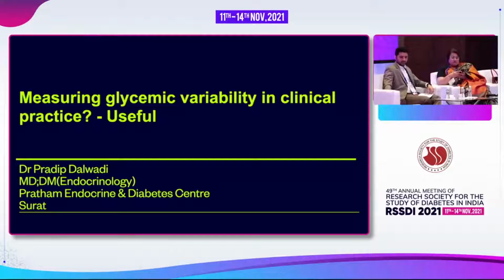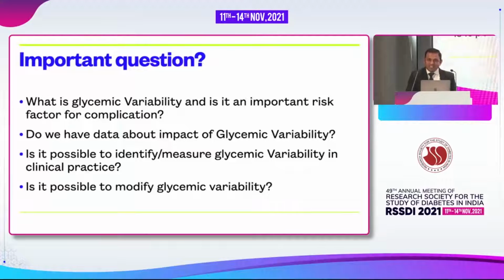I'll be talking about measuring glycemic variability in clinical practice. Before I say that measuring glycemic variability is useful, we need to answer certain important questions. These questions are: what is glycemic variability? Is it an important risk factor for complications? Do we have data about the impact of glycemic variability? Is it possible to identify and measure glycemic variability in real clinical practice? And is it possible to modify glycemic variability?